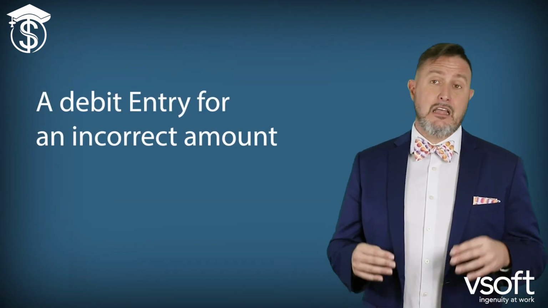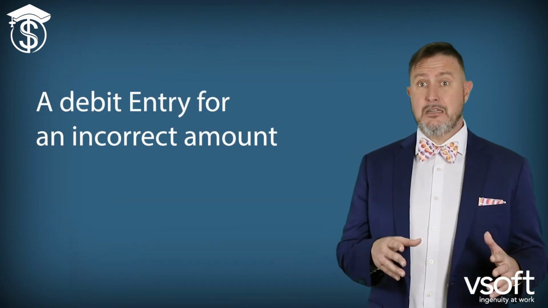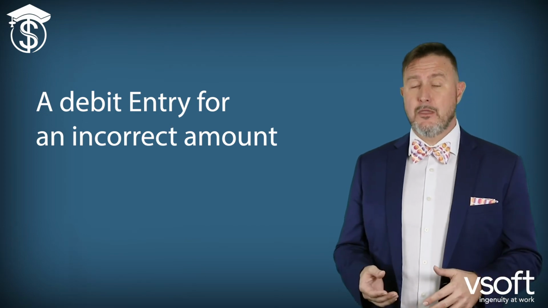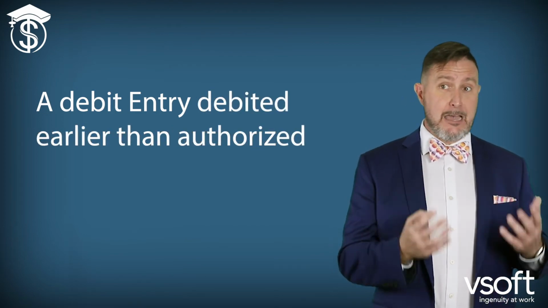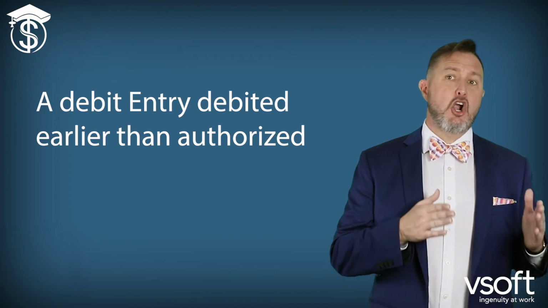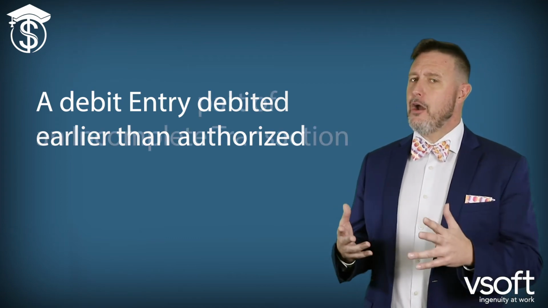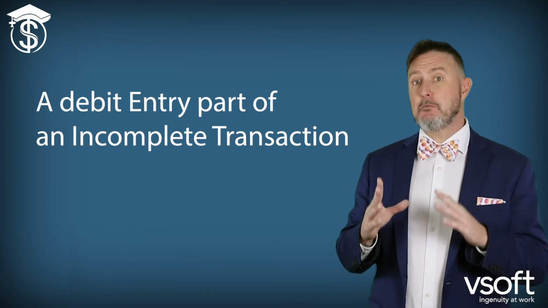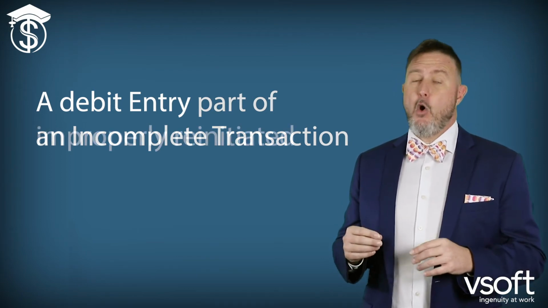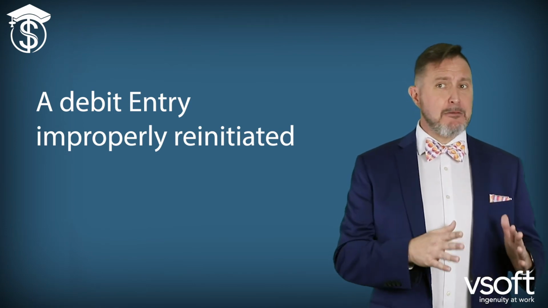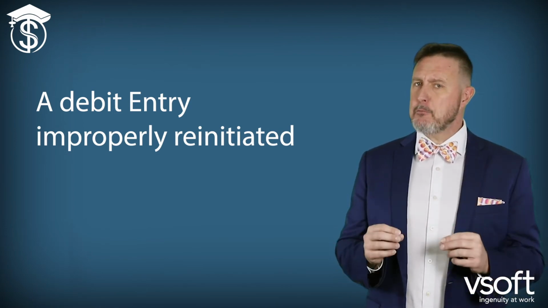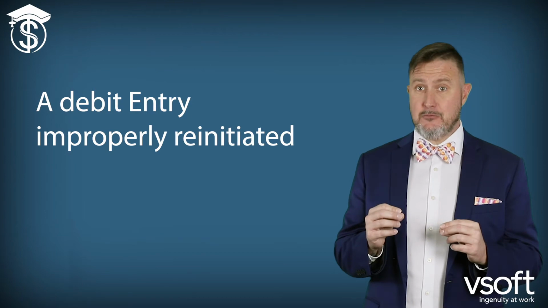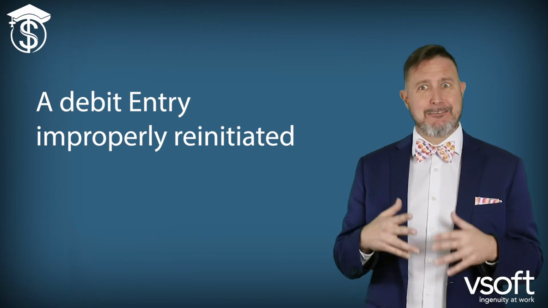Well, what kind of situation are we talking about here? This is going to include situations like a debit entry that is for an incorrect amount. It would also be for when we have a debit entry that was debited earlier than authorized. Or it could be for when we have a debit entry that is part of an incomplete transaction. Or it could also be for a debit entry that was improperly reinitiated. Or, yeah, it keeps on going, right?